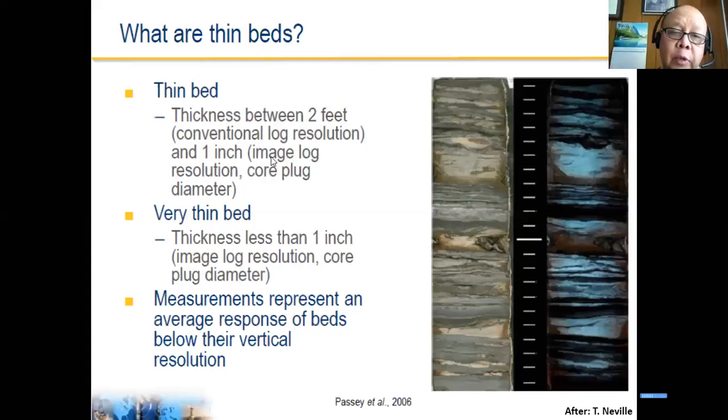Thickness is between 2 feet and 1 inch, depending on which type of log we are using. If it is a conventional log, resolution is about 2 feet. If it is an image log, it will be about an inch, or a core plug. Very thin bed is less than 1 inch. We can get it from image log resolution and core plug diameter, and measurements represent an average response of beds below their vertical resolution. So whatever we are measuring with our logging tool will be an average across those intervals.